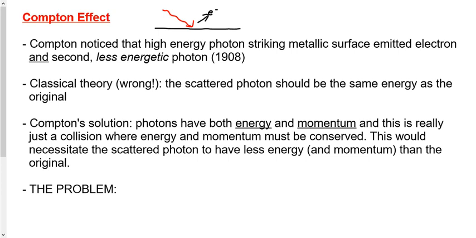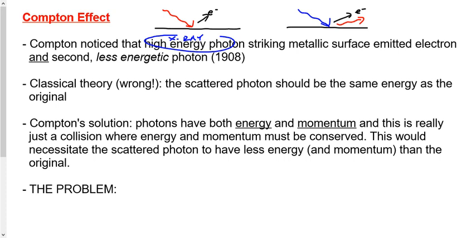Arthur Compton noticed 3 years later, in 1908, that when light of a really, really high frequency and therefore high energy, we're talking like X-ray photon energy, strikes a metal, an electron will be ejected. But he noticed that a second, less energetic photon will also be ejected. So we're not talking about visible light here. I'm just representing it by visible light because you know the difference between frequencies of different colors.